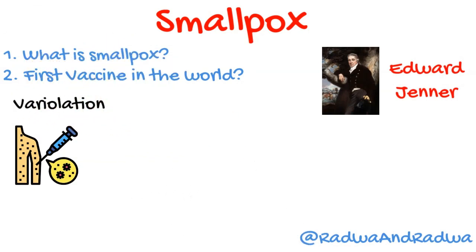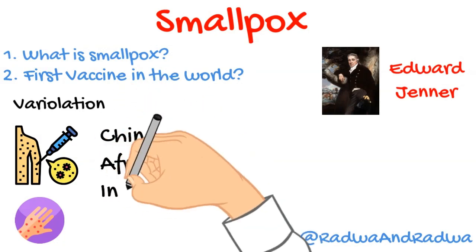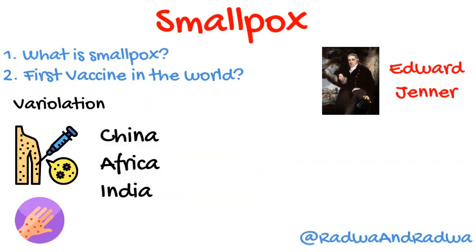So variolation was the practice of introducing material from pustules or blisters of smallpox from an infected person to a healthy person who has never been infected. And so people realized that this makes that healthy person immune to the disease and they never develop smallpox. So the practice of variolation was reported in different places in the world. So in China, in Africa, in India, and there were different ways of doing it.